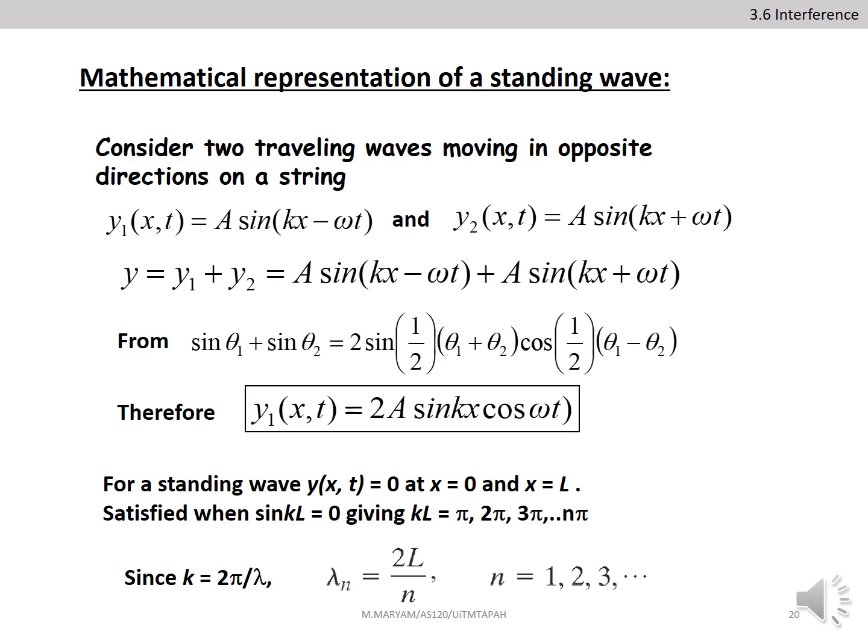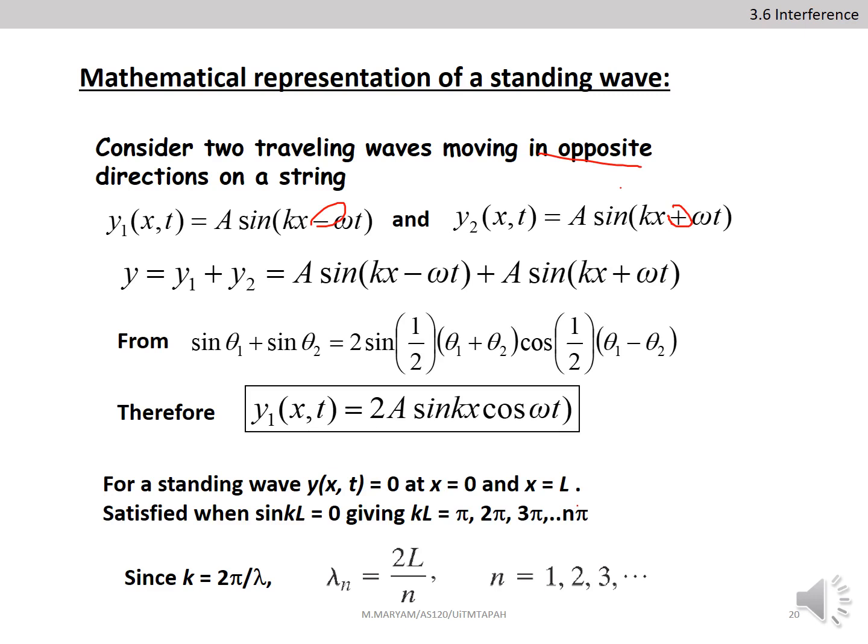For a standing wave, we need to consider two traveling waves moving in opposite directions on a string. Let's take y1 as wave number 1, a function of x and t, equal to A sine(kx minus omega t), and the second one, y2, as a function of x and t, equal to A sine(kx plus omega t). X is distance, t is time. We need to consider both because they are in opposite directions, one to the left, one to the right.